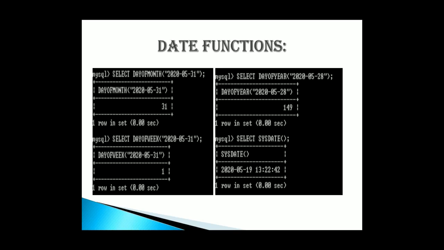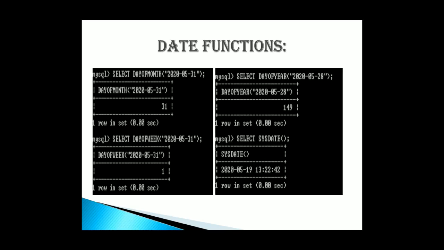So, 31 was a Sunday. Okay, so it is just giving the day of the week. Day of year will just give you the day of the year, from 1 to 366 if it is a leap year, that is, the day number of that particular date. System date is giving you the system date.